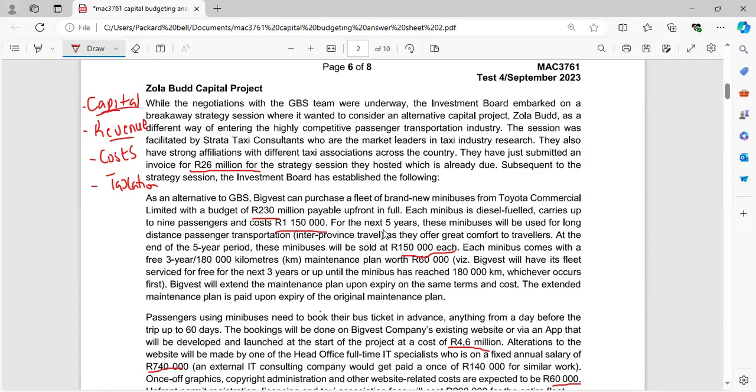After you are done with your capital, you look at the revenue. Then you also look at the cost. Then after the cost, you have your net cash flow before tax. Then you can apply your taxation. Then you can now have your net cash flow after tax.